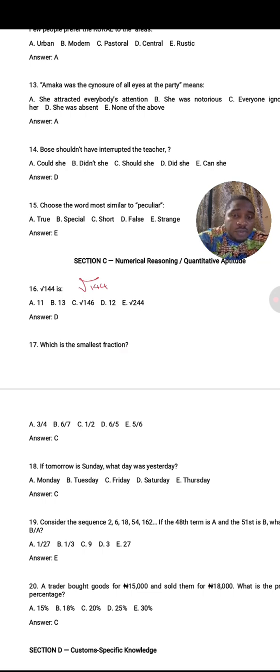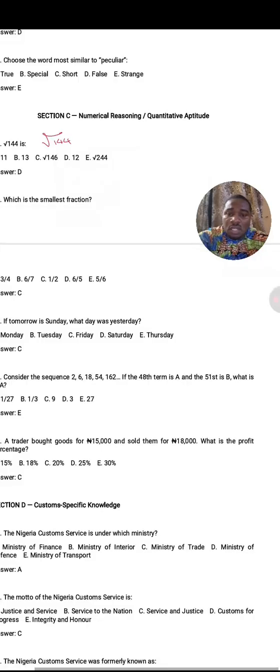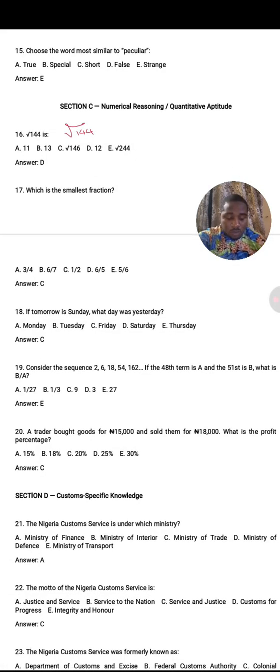But if they tweak these numbers and they are numbers you're not familiar with, or they are very large numbers, you can use your calculator. Just put the 5 answers, then look for the smallest or the highest depending on the question you're given. Then that's question 19 over here. It says consider the sequence of numbers. Now, if the 48th term is A and the 51st term is B, what is B divided by A?